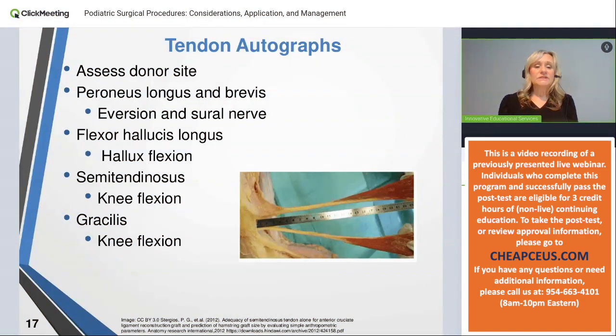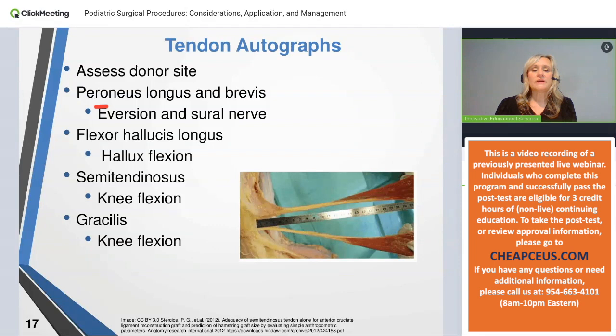As we look at different types of grafting that may be utilized in our different procedures, now we're going to talk about our different tendons that may need to be augmented or replaced in the foot and ankle region. We're always going to assess that donor site to see what compromise may exist. And the donor site is going to be taken from somewhere where there's usually a redundancy, or it's in an area that will not compromise the patient, not giving up one thing for another. And they've done some research looking at, well, how do those donor sites actually respond?